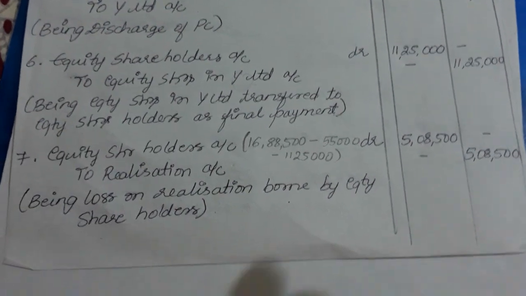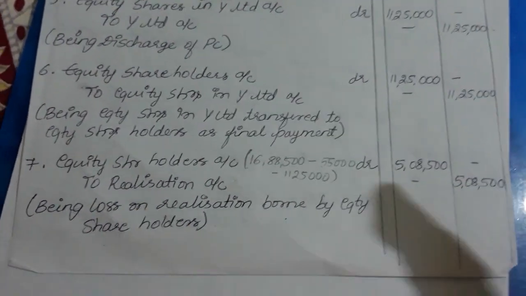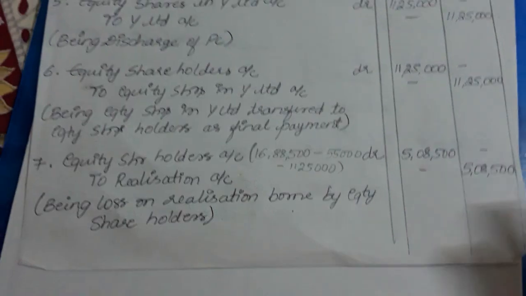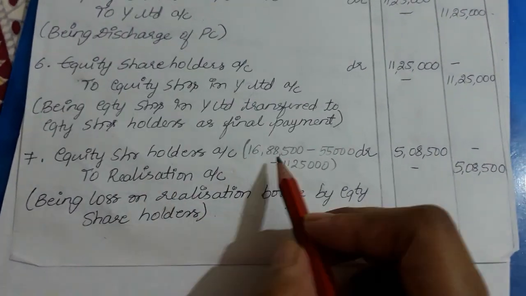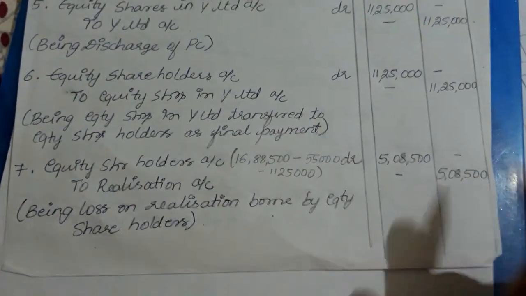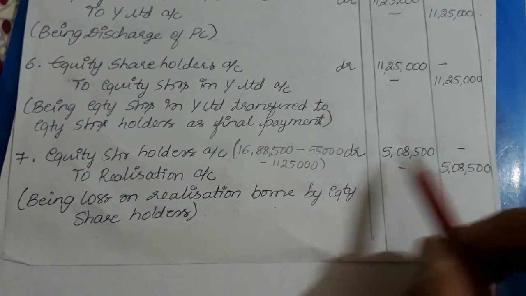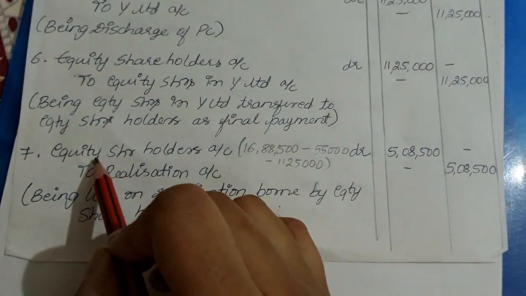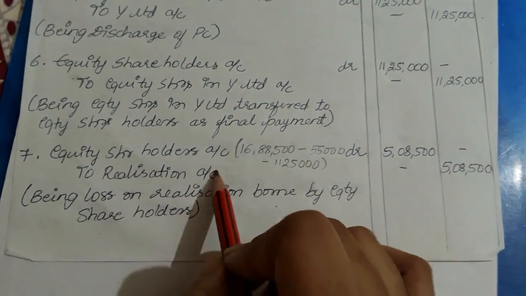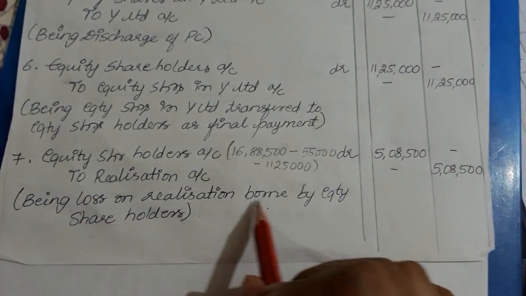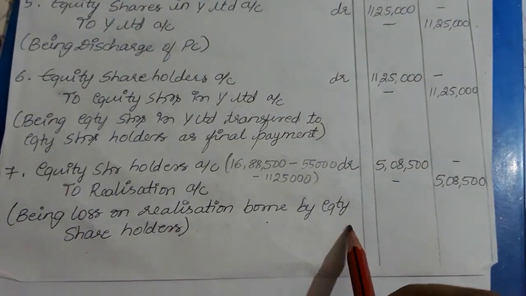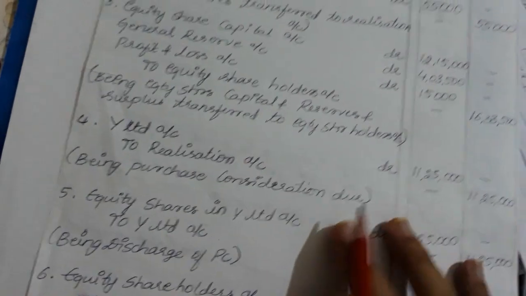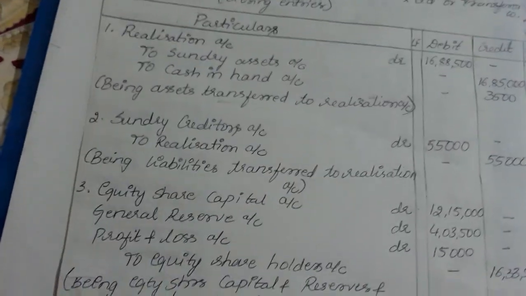If it is a loss, it means equity shareholders account debit to realization account. If you want, you can leave two or three lines and pass it later, or you can do it like this also. Then you can see it is a complete loss of 5,08,500. So if it is a loss, the entry is equity shareholders account debit to realization account, being loss on realization borne by equity shareholders.